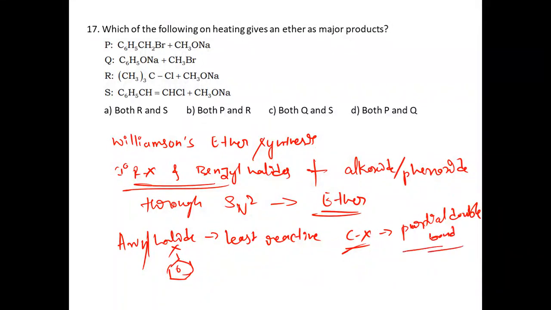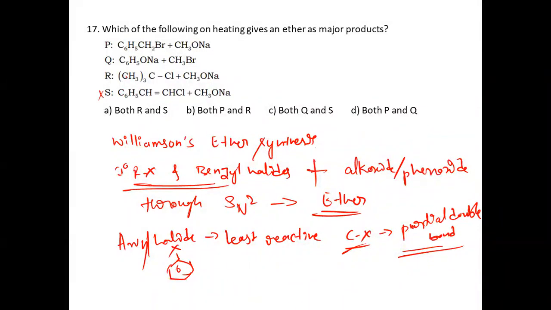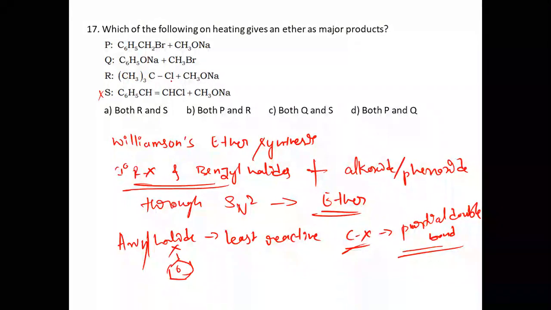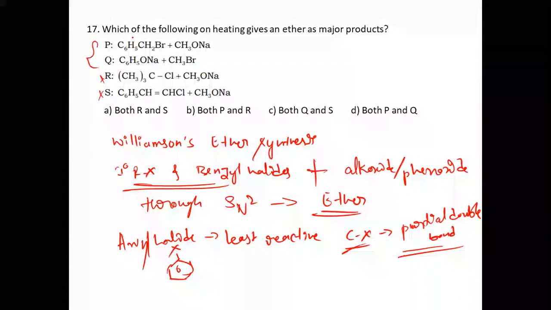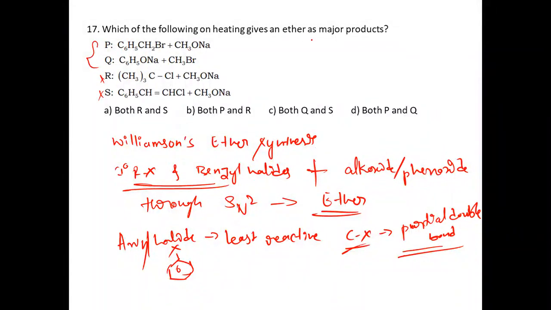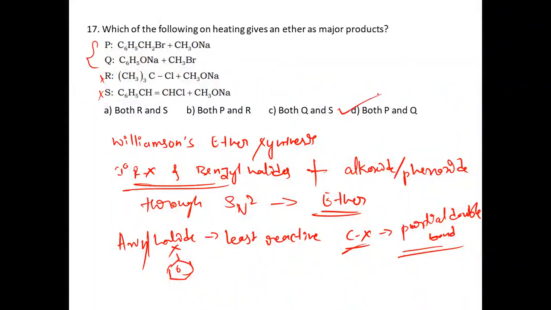So which consists of the characteristics of partial double bond. Hence, it does not cleave easily. So S is not possible. And if you consider tertiary alkyl halide, which is also least reactive among the order of reactivity, so R is also not applicable. Then remaining P and Q, this combination on heating gives an ether as major product. So for question number 17, it's option D.